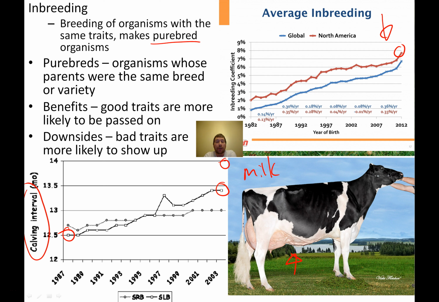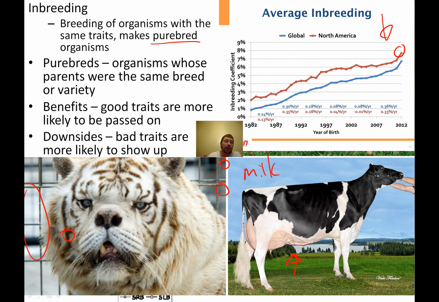And so by inbreeding cows to make it so that they make more milk, we've also made it so they're having fewer babies, and so that's a downside. A more extreme example of the downsides of inbreeding is, check out this guy right here. This guy is a white tiger, and white tigers are extraordinarily rare. It's a recessive gene that isn't out there very often.